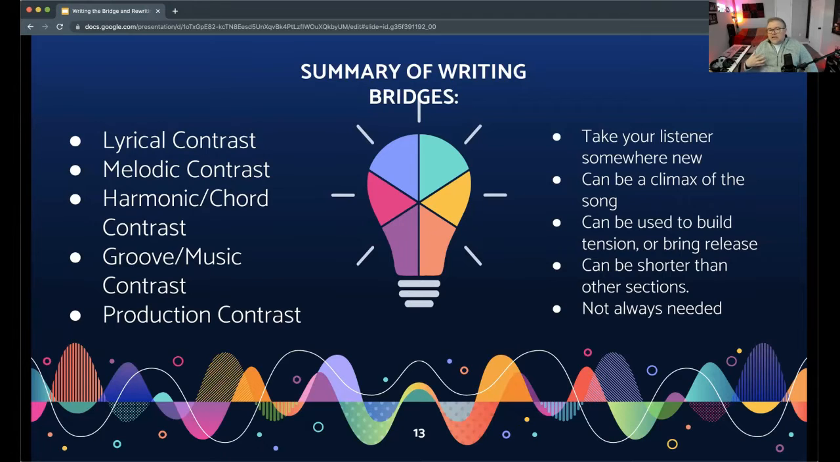Think about like Whitney Houston ballads, right? A lot of times the bridge is where it goes up to that money note where she belts it and kind of goes out of the song, right? The bridge can also be used to build tension and then bring some release when the chorus comes back. And the bridge again can be shorter than other sections, and not always needed as well.